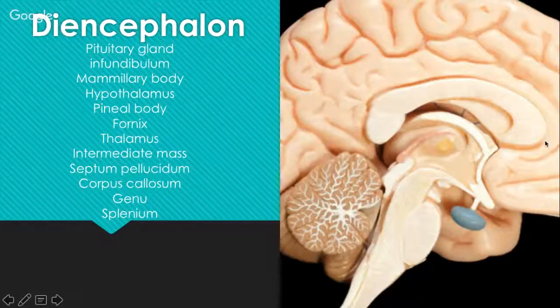The way I remember that is this is the front side of the brain, or the first side of the brain, and G is first in the alphabet before S. So G before S, genu, splenium.